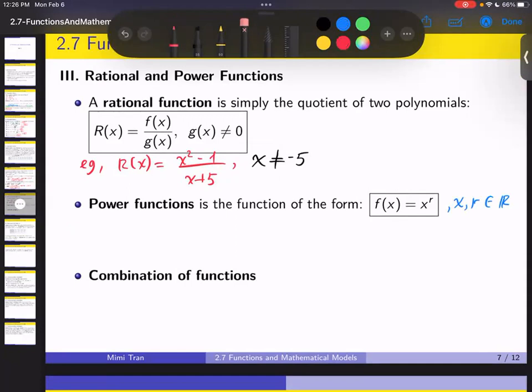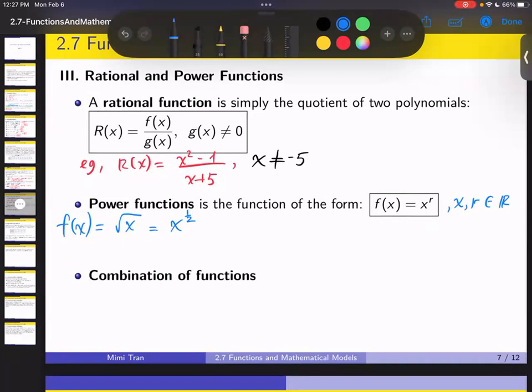I'll use blue. Say f of x equals square root of x. What's the power of x here? 1/2, right? So remember, in a power function the power takes real values, whereas in a polynomial function, the power only takes non-negative integers.